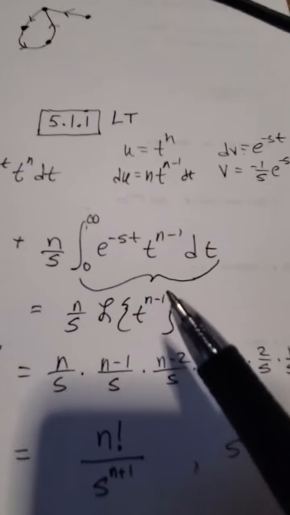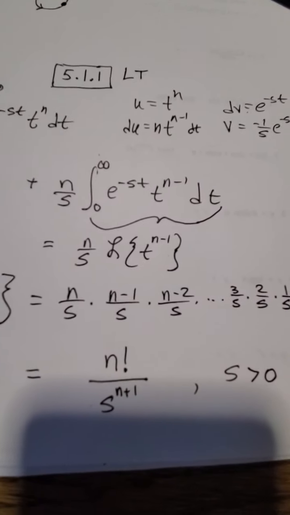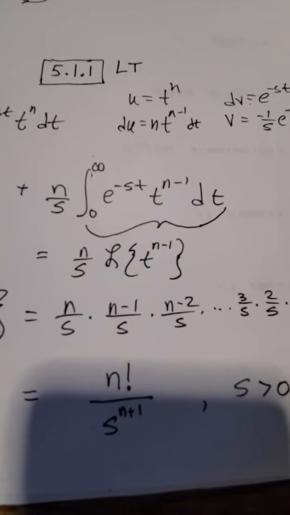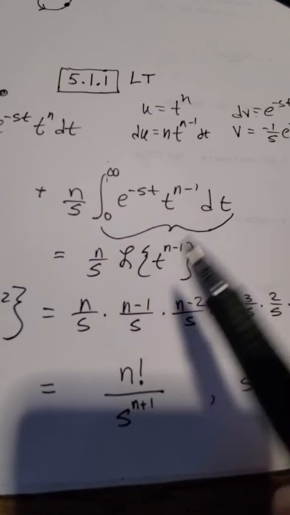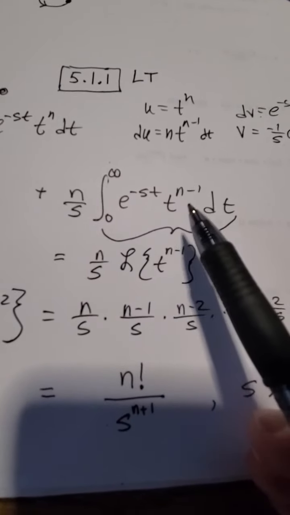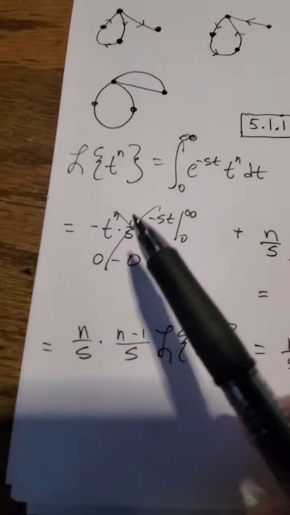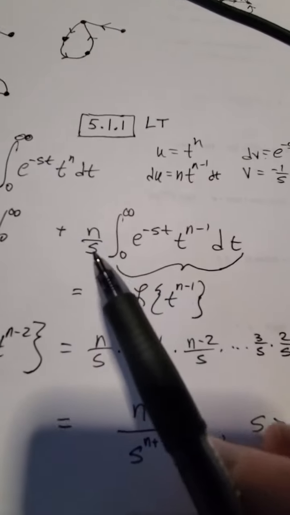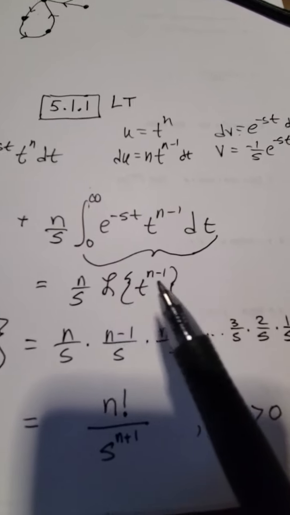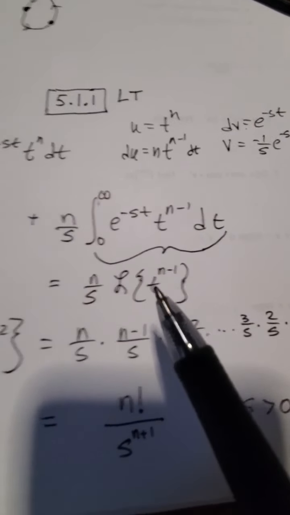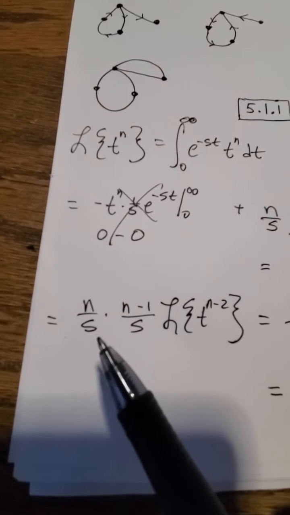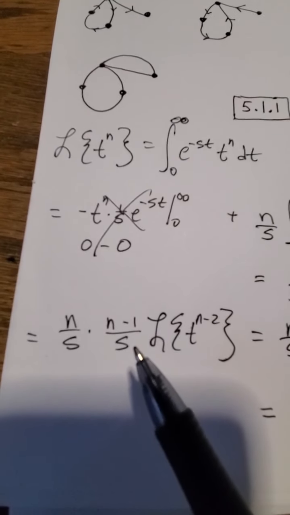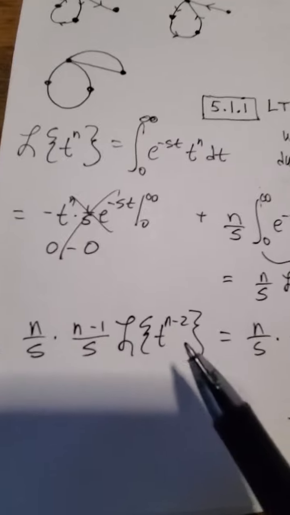Now I'm basically borrowing a technique that was done in class. But this over here is just the Laplace of t to the n minus 1. So the Laplace of t to the n is equal to n over s times the Laplace of t to the n minus 1. Following that logic, the Laplace of t to the n is going to be n over s times n minus 1 over s times the Laplace of t to the n minus 2.